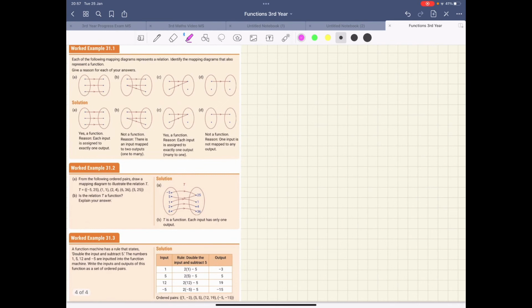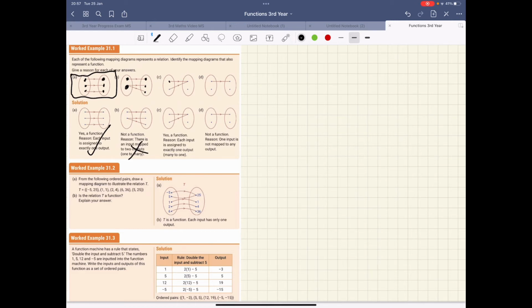Let's have a look at some of the examples that they have here. Each of the following mapping diagrams represents a relation. Identify the mapping diagram that also represents a function. Looking at the first one, A, each individual input is mapped onto a single output. That's legit, so that's a function. But have a look at this one here. One input results in one output, he's fine, but this one is giving me 2 outputs, which we said is not allowed. So that one is definitely not a function.